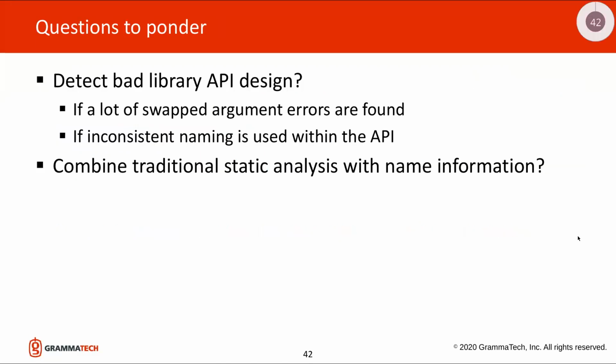I wanted to end with a couple of questions to ponder. First, can we detect bad library API design? For example, if a lot of swapped argument errors are found in client code, or if there is inconsistency in naming within the same API, where one method has names in a certain order and another has them in a different one. And secondly, can we combine traditional static analysis based on data flow analysis or abstract interpretation to also effectively make use of name information?